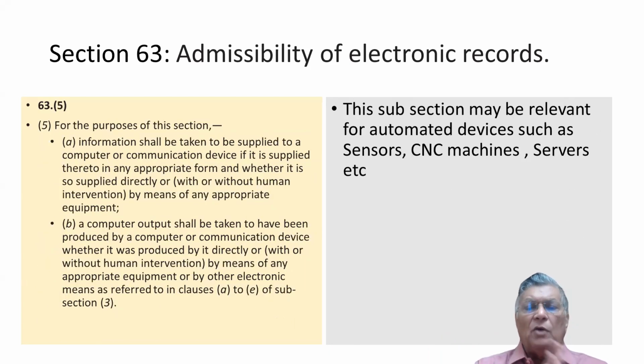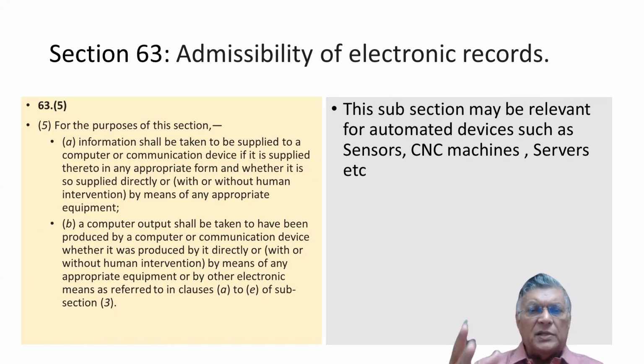Okay. Now coming to the last subsection 63.5, basically it says that for the purpose of this section, information shall be taken to be supplied if it is supplied in an appropriate form, whether it is directly input by a person who is typing on the keyboard or by any other means.